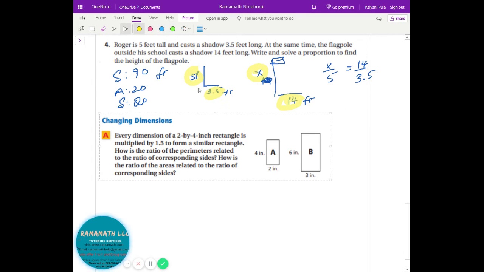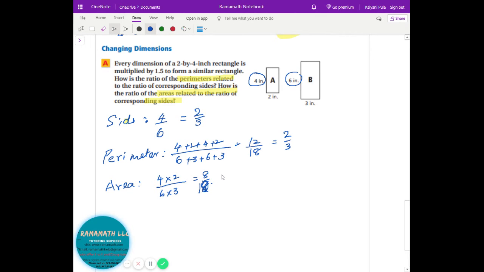Or if you want to write this one first, like 5 over x, and then 3.5 over 14, you'll get the same thing. Okay, so either way, it's right. It's fine. But if you write 5 over x, then you have an x in the denominator, and then you need to cross multiply, all those things. But if you write x over 5, you already have x on the top, so all you have to do is multiply by 5 on both sides, and you can get the answer faster. Okay. Good.